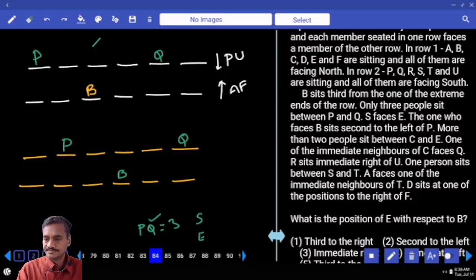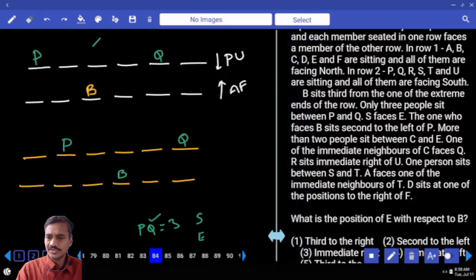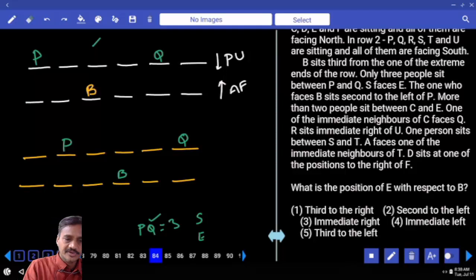And next one. More than 2 persons between C and E. Now in between C and E, how many people are there? More than 2 people, which means maybe 3, 4, 5 and so on. And next one, one of the immediate neighbors of C faces Q. And C can be either here or here. There are 2 different possibilities.